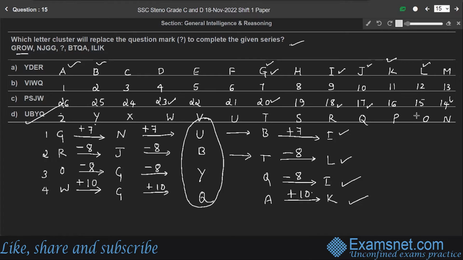To verify this, consider the next cluster. Apply the same rule. So, we have to check whether U plus 7 is B or not. U is 21, plus 5, 6, 7 is B. Yes. Then B minus 8 is T. Then again, third letter, Y minus 8 is Q. Yes. And Q plus 10, Q is 17 plus 10 is A. Therefore, the answer is verified. Hence, option D is the right answer.